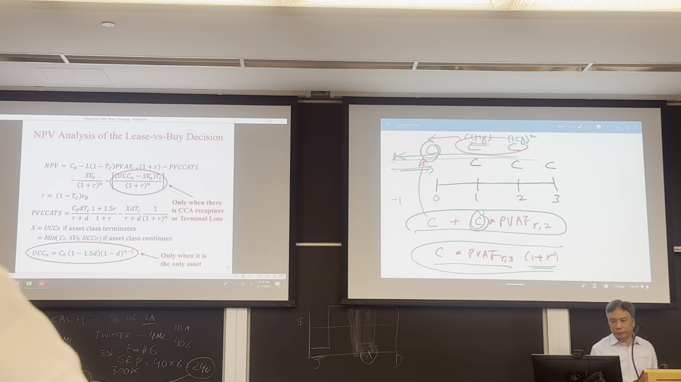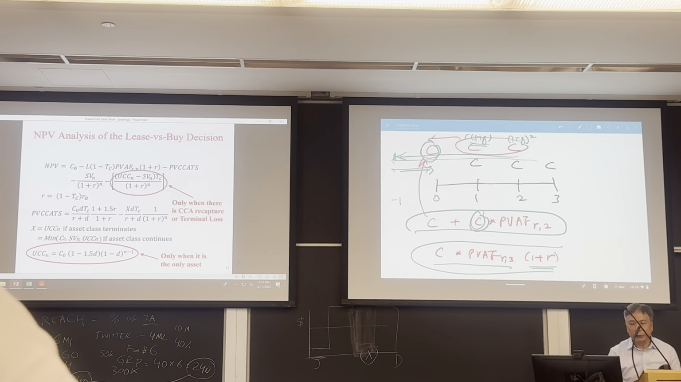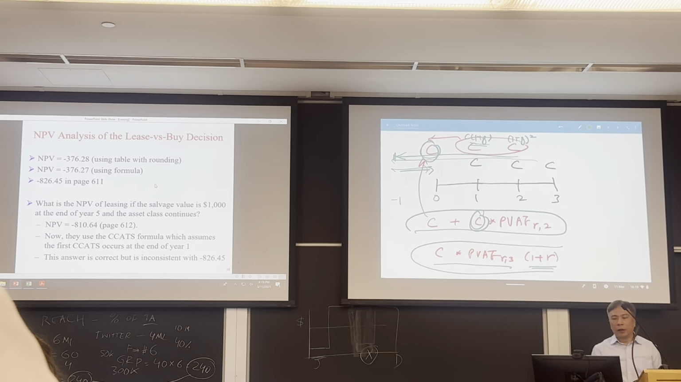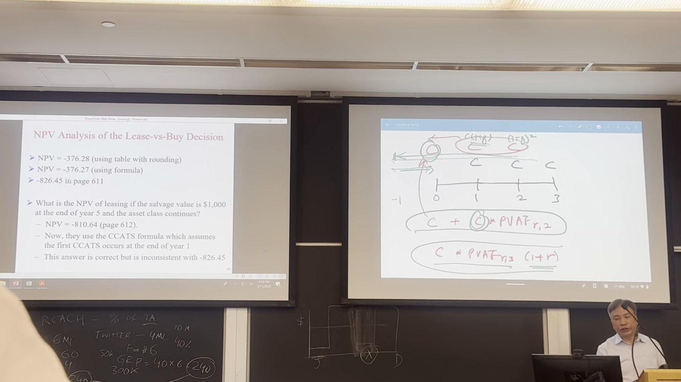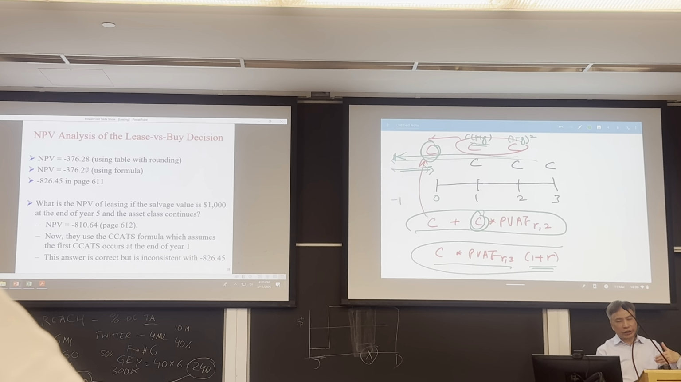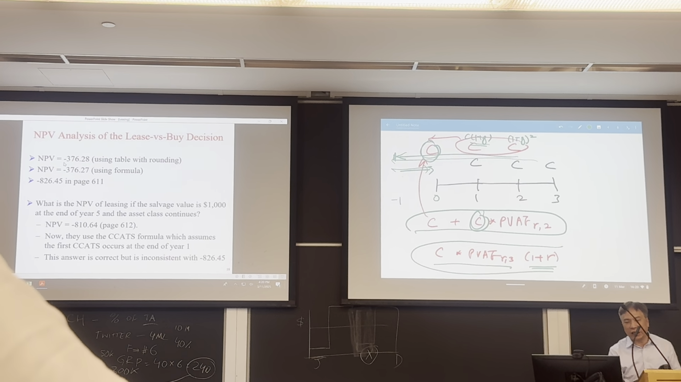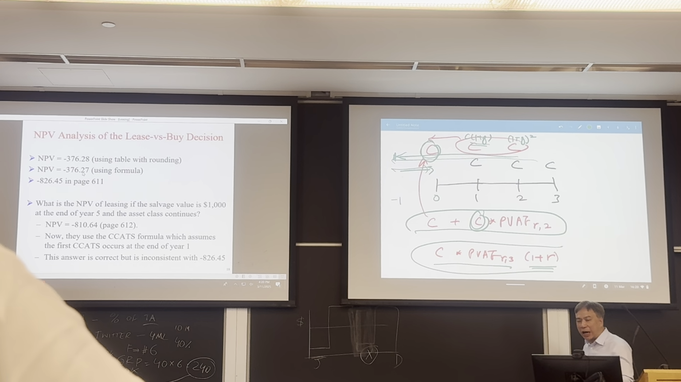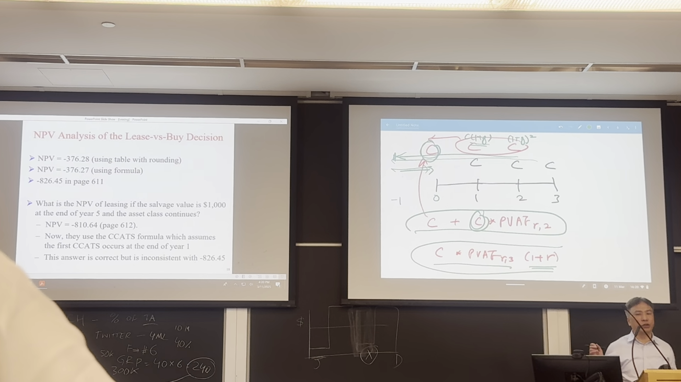All right? So lease actually is an easy question. Trust me, try it. Question number 3 is very straightforward, easy one. Now, if I use the table, just discount everything, I have negative 376.28. If I use the formula, I get 376.27. This is just due to little rounding, but it should be irrelevant.